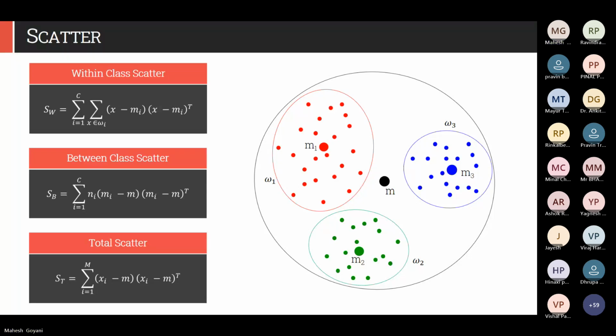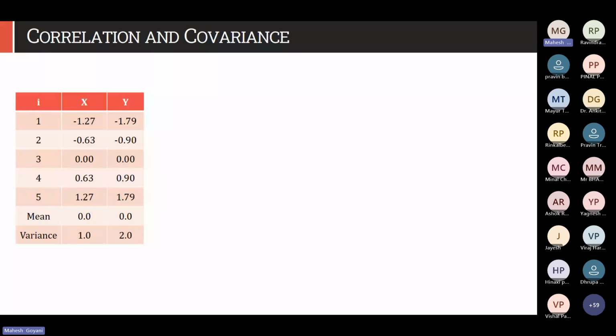Good. The another term is correlation and covariance. Assume that we have two observations or two attributes X and Y for some observation. These are the values of X, values of Y. Again, we have 5 observations. Mean of both are 0. Variance in X is 1, variance in Y is 2.